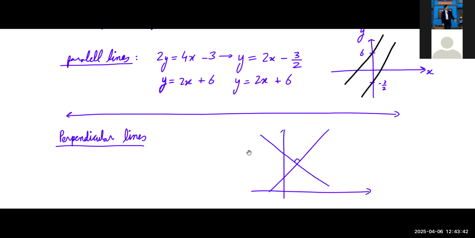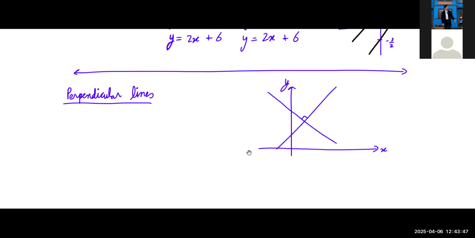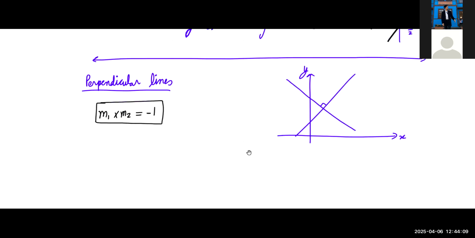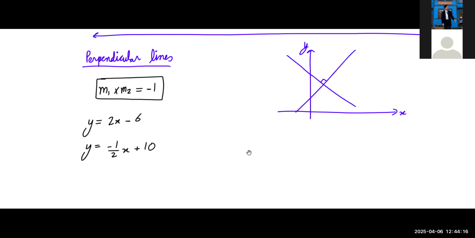Okay, now the question is, obviously with parallel lines it's easy to tell. Just look at their slopes, check if they're equal. But with perpendicular lines, how do you check by looking at their slopes that they're perpendicular? It's very easy. The rule is that if the slopes of both the lines have a product of -1, if you multiply the slopes and they give you -1, that means that they are perpendicular. That's the requirement. For example, this, this. Both of these lines will be perpendicular.